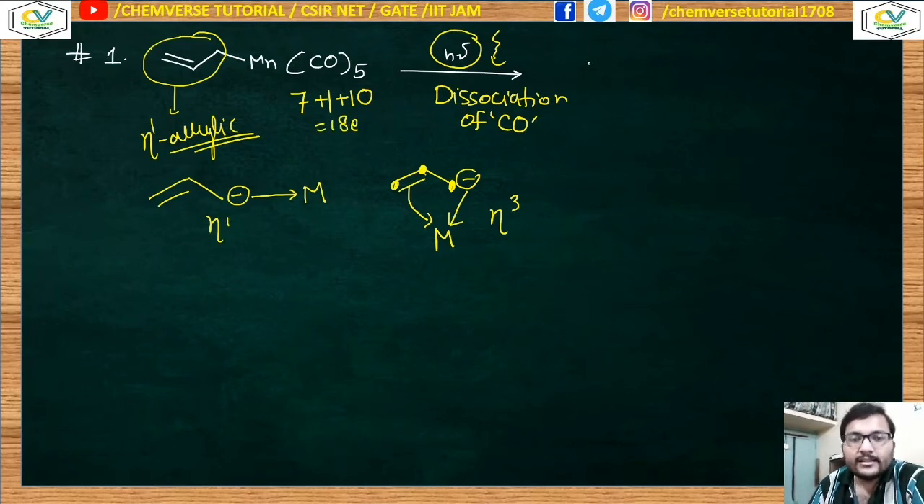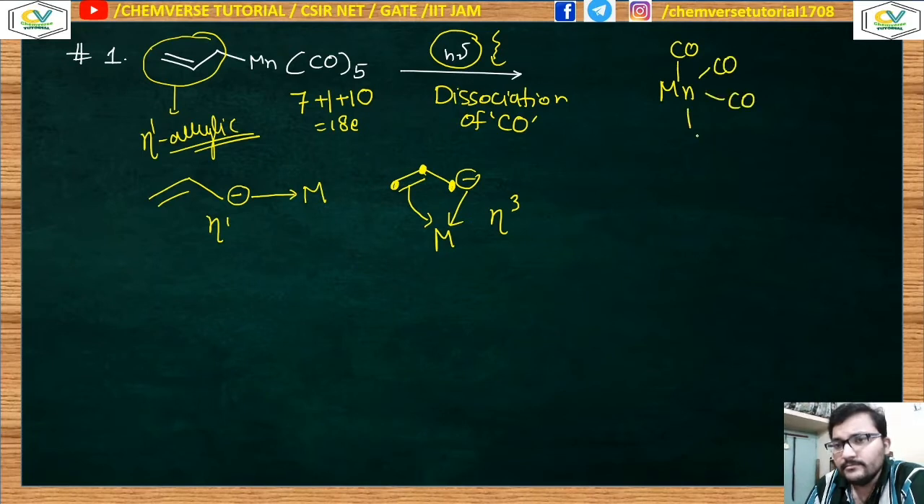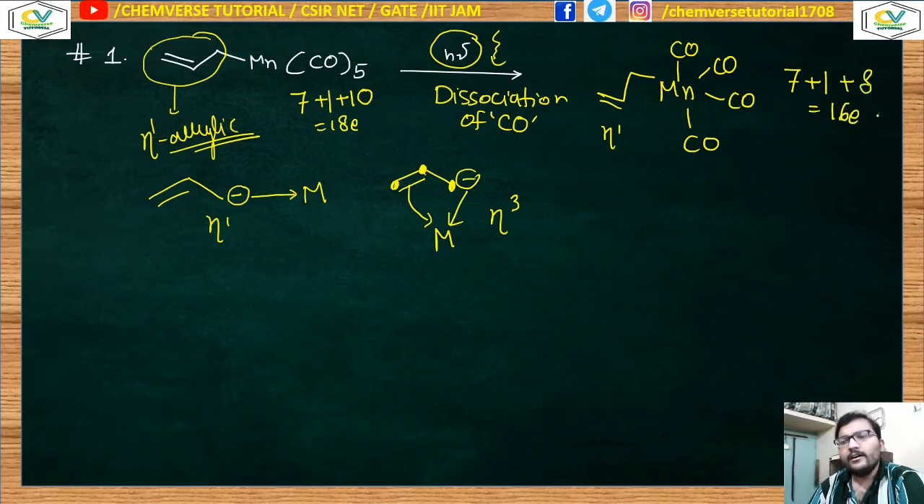Now if 1 carbonyl is already dissociated, there are 4 carbonyls and 1 hapto-1 allylic ligand. So now the electron count becomes 7 for manganese, 1 for hapto-1, and for 4 carbonyls, 4 into 2, 8. It is now a 16 electron species. Now over here, this is not a square planar complex. So for this case, the most stable total valence electron count will obviously be 18.